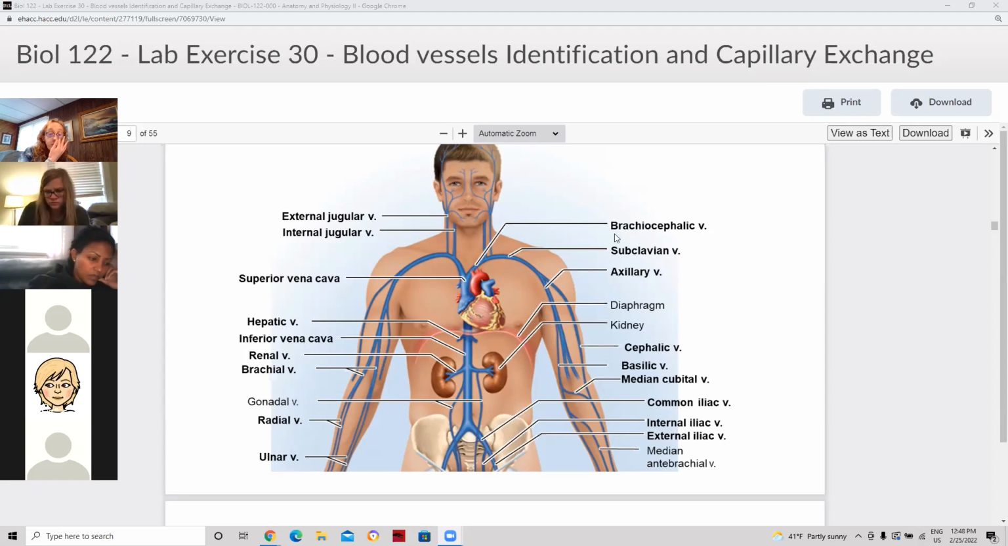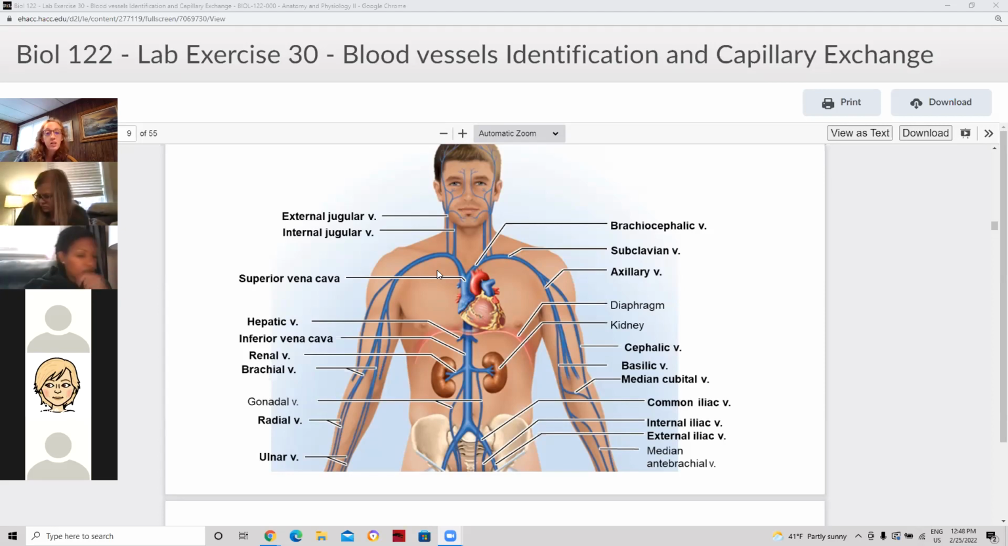Brachiocephalic, what does that mean? Brachio meaning arm, cephalic meaning neck. So it's draining the head. Actually, cephalic means head and neck. So it's draining the arm and the head and neck. Thank you. Of course.